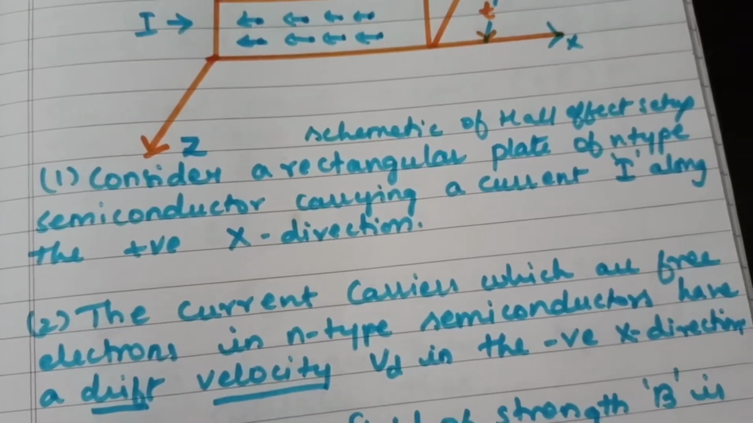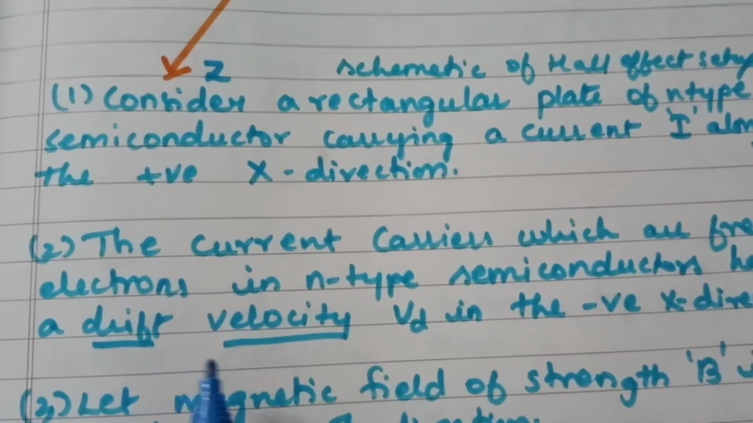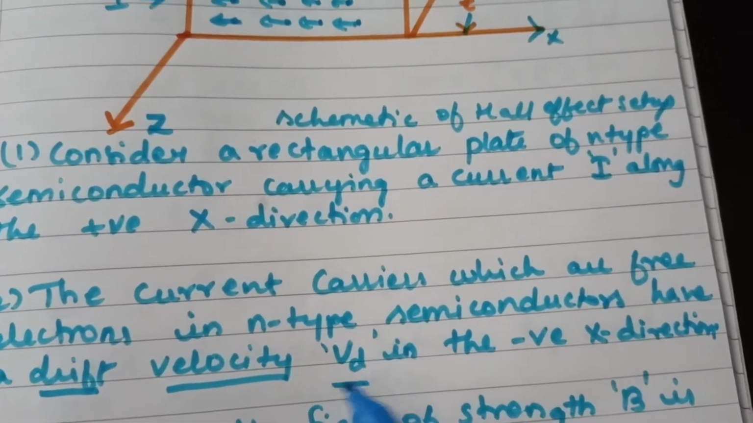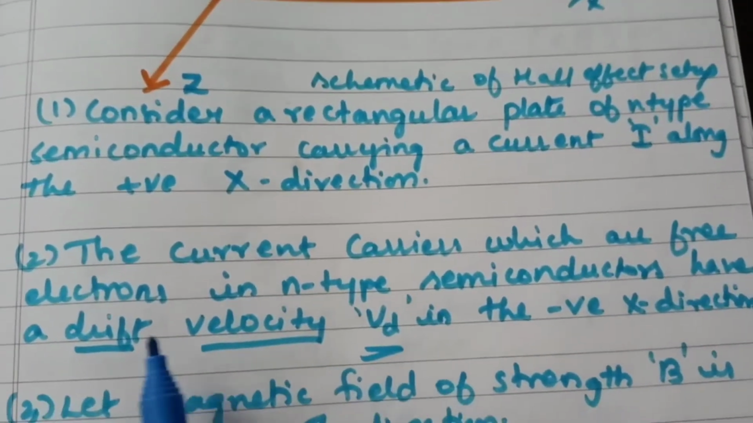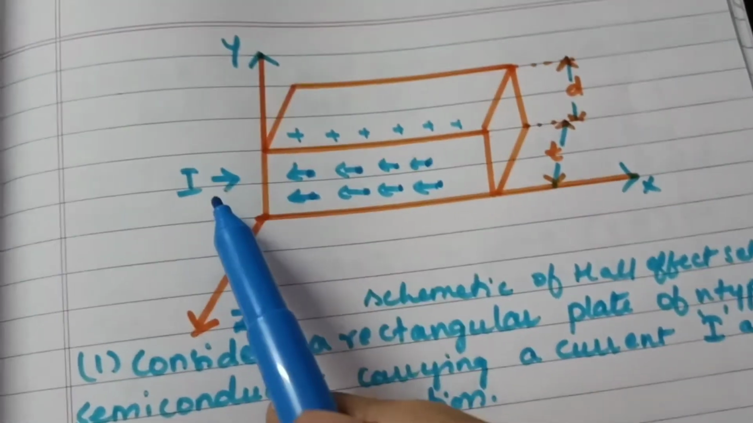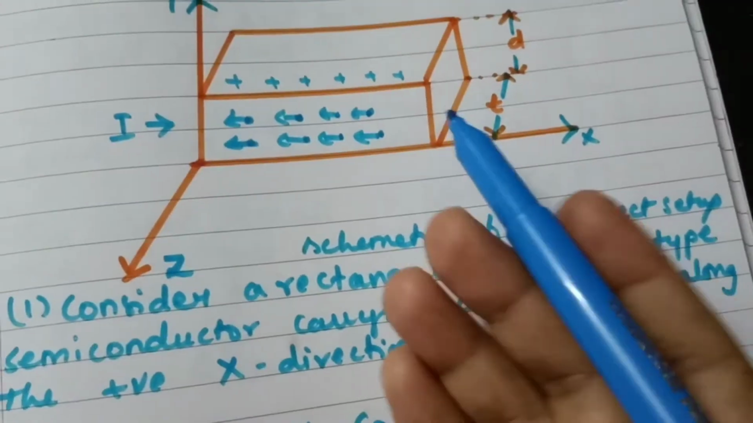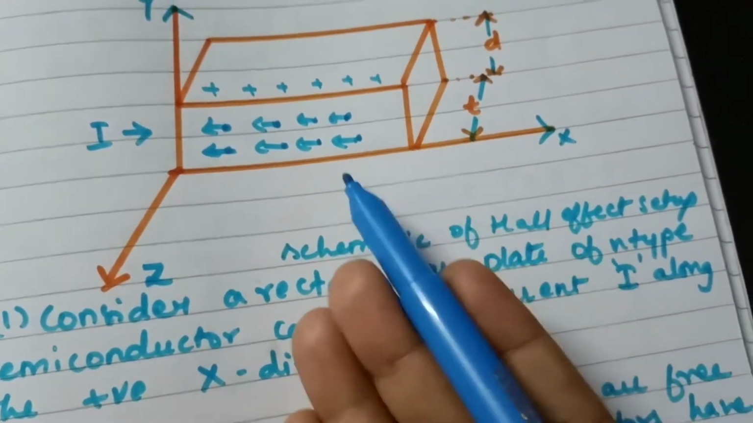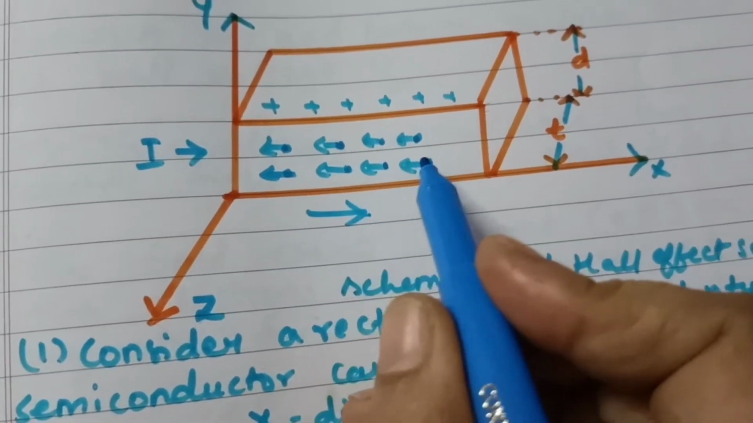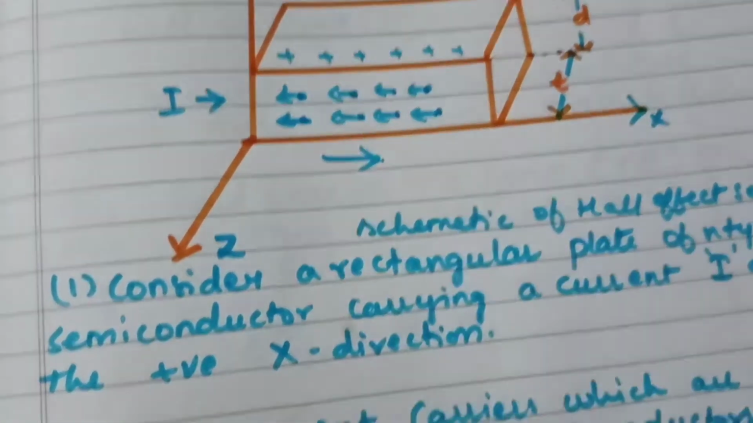Drift velocity is nothing but they will have some speed. That speed, drift velocity, is denoted by Vd. So that speed will be in the negative X direction. This current is there, electrons are there, so they'll have a speed in the opposite of the X direction. X direction is normally this one, no? But these electrons will be moving in the opposite direction.